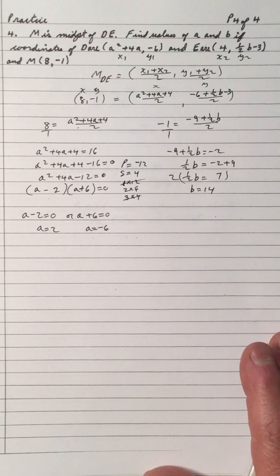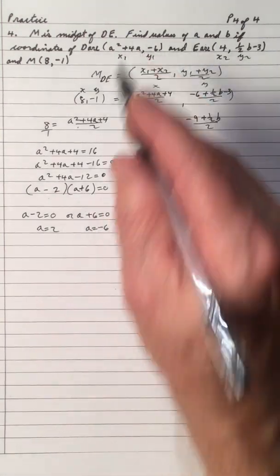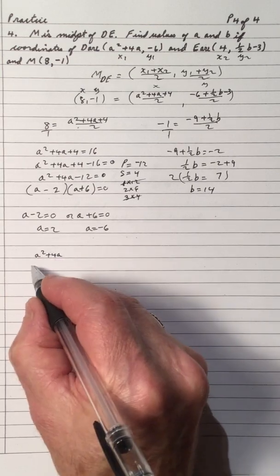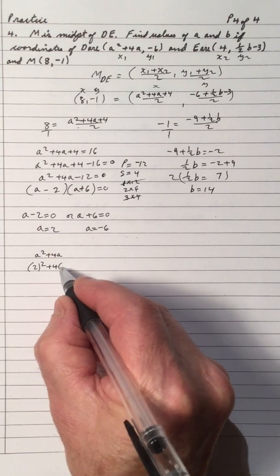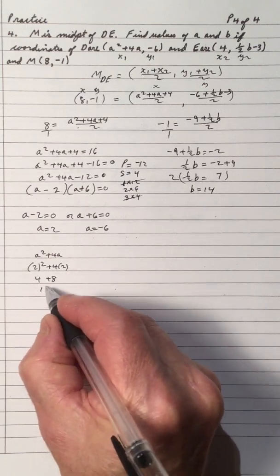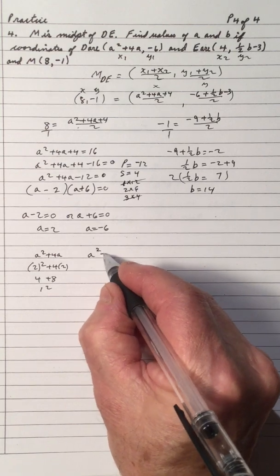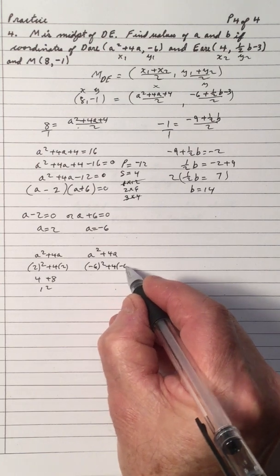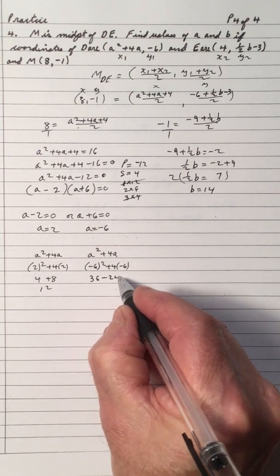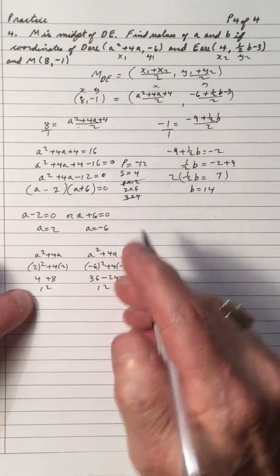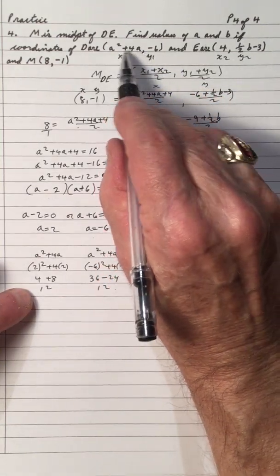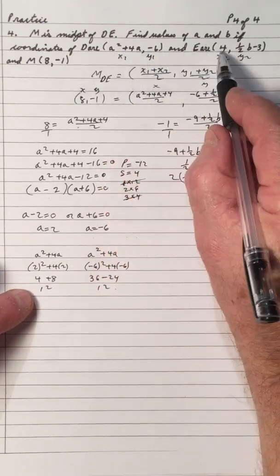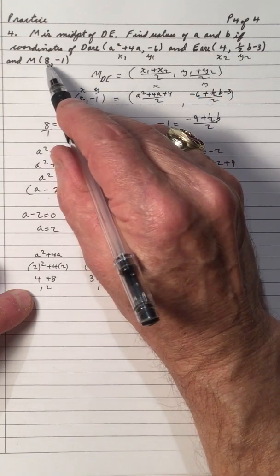So if you want to check that to make sure, if you put in a squared plus 4a, a is 2, I'm just doing a very quick check here. That's 12. If I put negative 6 in, negative 6 squared is 36, 4 times negative 6 is negative 24, 36 minus 24 is 12. So I got 12 each time. So a squared plus 4a is 12. Add on 4 is 16. 16 divided by 2 is 8, correct.